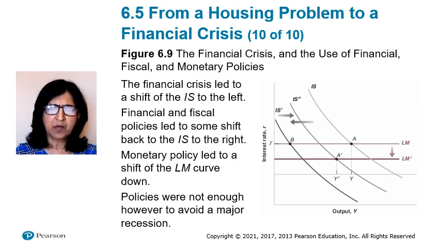The economy went from point A before the recession to point B as a result of the financial crisis. Expansionary fiscal and monetary policies, along with financial measures, moved the economy to point A prime, where output y prime is smaller than the output y at point A before the crisis.